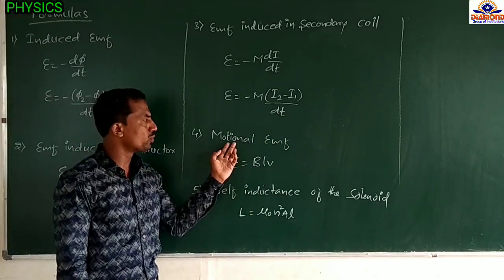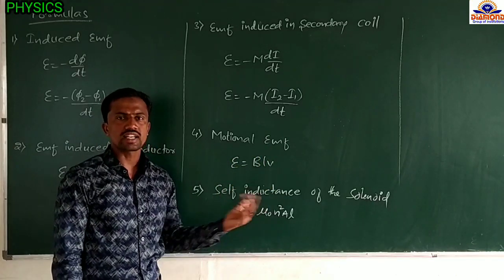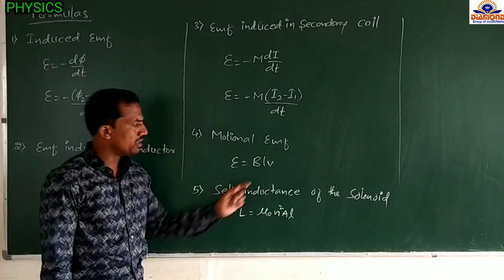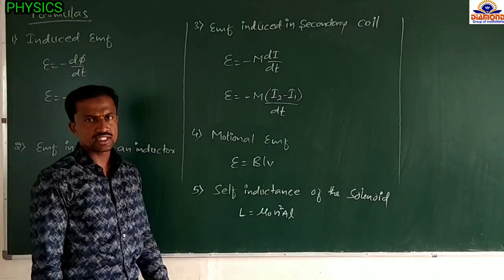Next we discuss motional EMF. What is the formula? E equals B L V sin theta. B means magnetic field, L means length of the conductor, V means velocity of the conductor.